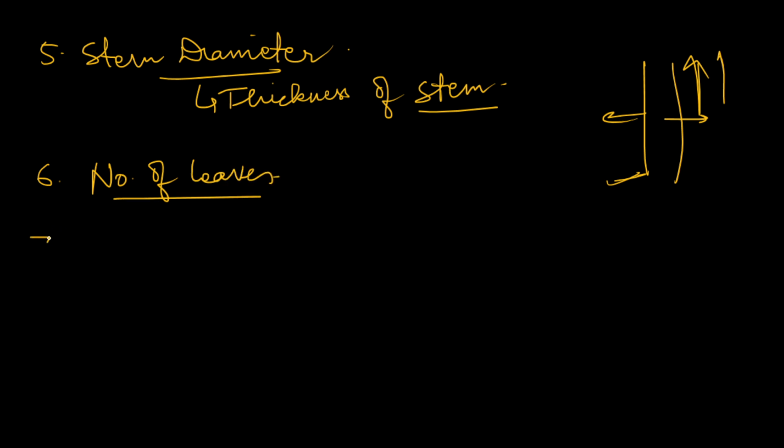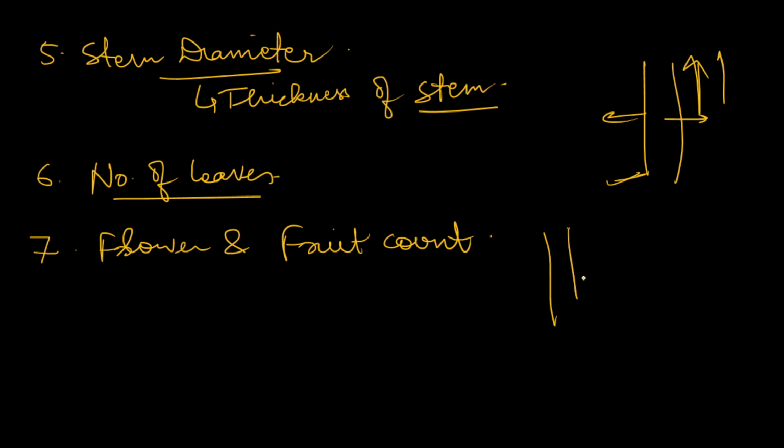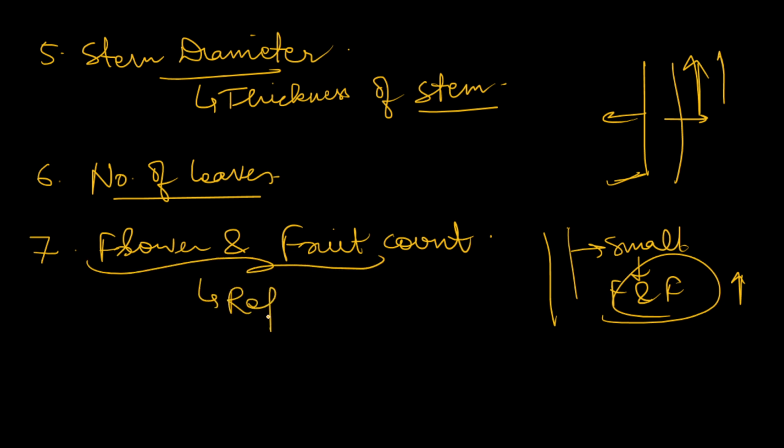Okay, we can measure flower and fruit count. Many times you see flowering plants. As the plant grows, suppose the plant is small. In small plants, the amount of flowers and fruits will be much lower as compared to a mature plant. In a mature plant, the number of flowers and fruits will be much higher. Okay, so through counting those, we can get to know about growth and development. And through flower and fruit count, we can also get to know about the reproductive health of the plants.